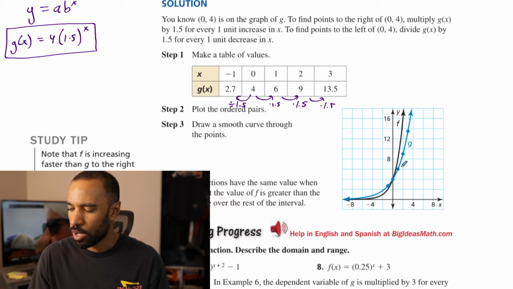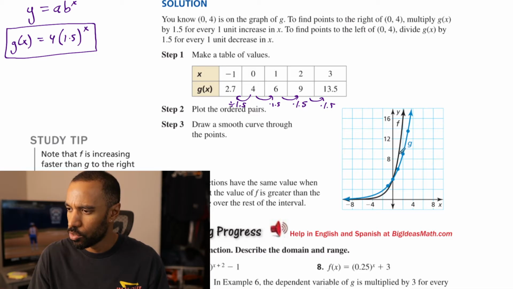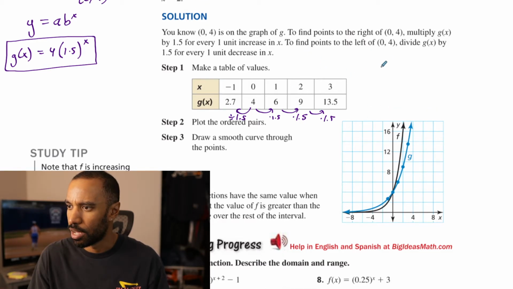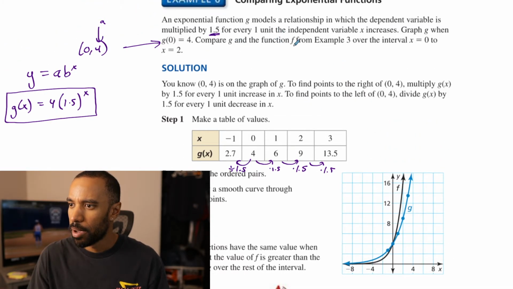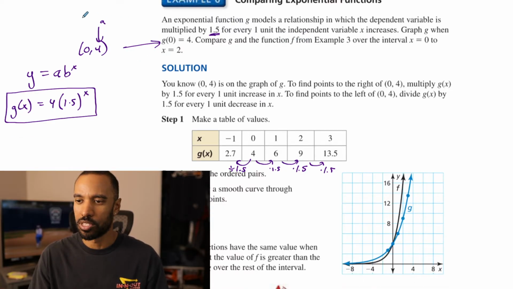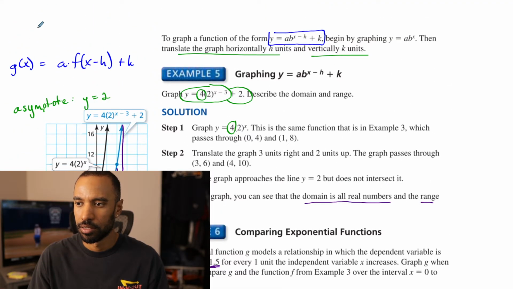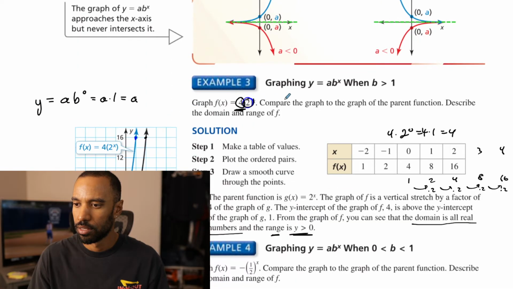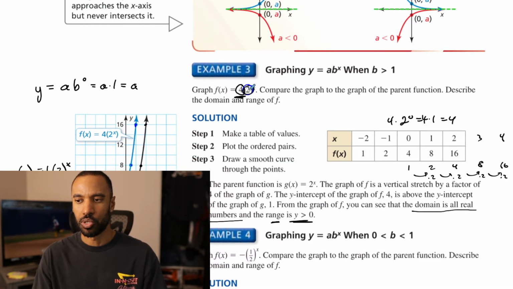So the original parent function f would have just been 1.5 to the x power. And this is, well, actually, no, I take it back. Hold on a second. What are they doing here? What's f? They say compare f from example 3. Oh, what's example 3? Example 3 is 4 times 2 to the x power.